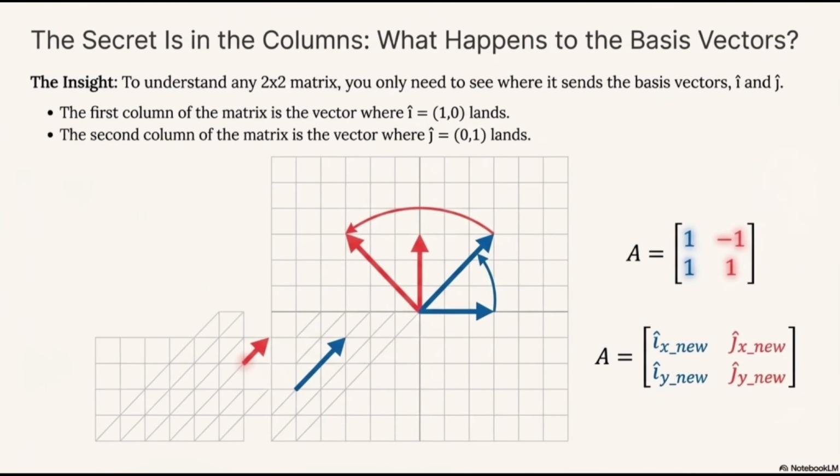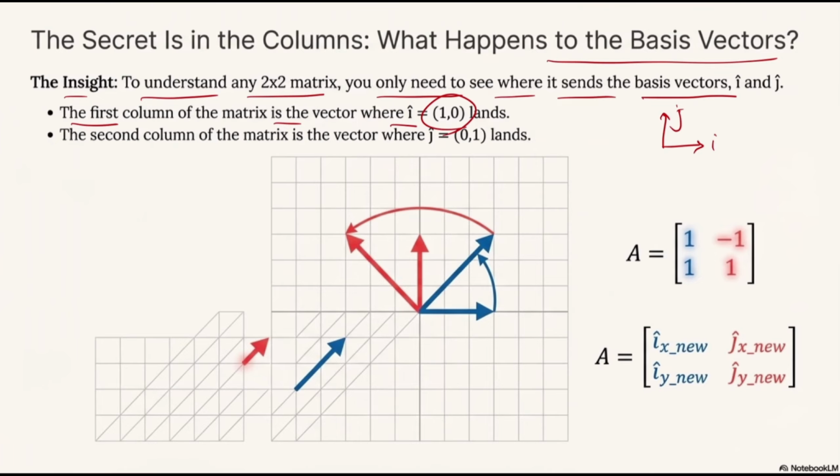So here's the secret. What happens to the basis vectors? Because those are an important part. Those guys are going to help us see what is actually happening. So here's the insight. To understand any 2 by 2 matrix, you only need to see where it sends the basis vectors. What were the basis vectors? We had I and J as basis vectors. So the first column of the matrix is the vector where I lands, where I equals (1, 0). It means that in this column, we are talking about X.